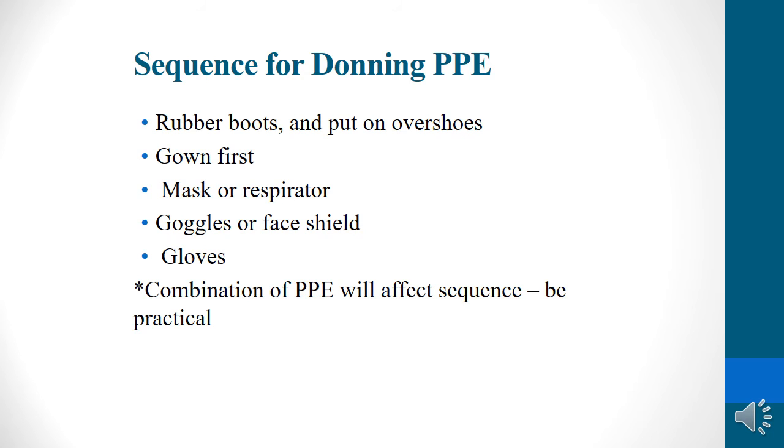The sequence for donning PPE. First, rubber boots and put on overshoes, gown, mask or a respirator, goggles or a face shield, gloves. The combination of the PPE will affect the sequence; be practical.